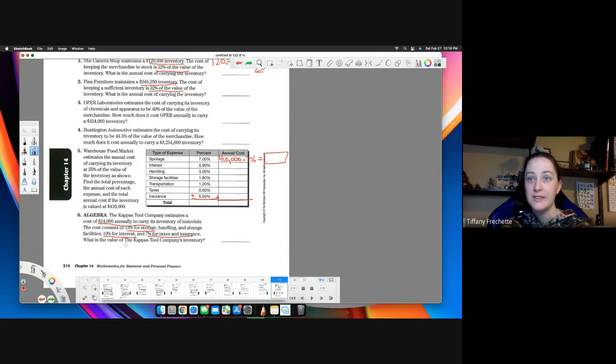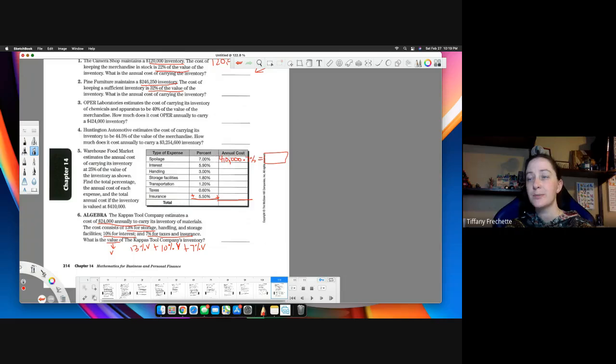Okay. So in this case, the piece that's missing is the value of the inventory, which we're just going to label with a V, V for value. So just like we did up here, each percentage is multiplied by the value of the inventory. So we're going to have 13% times V plus 10% times V plus 7%, sorry, an ugly V, 7% times V.